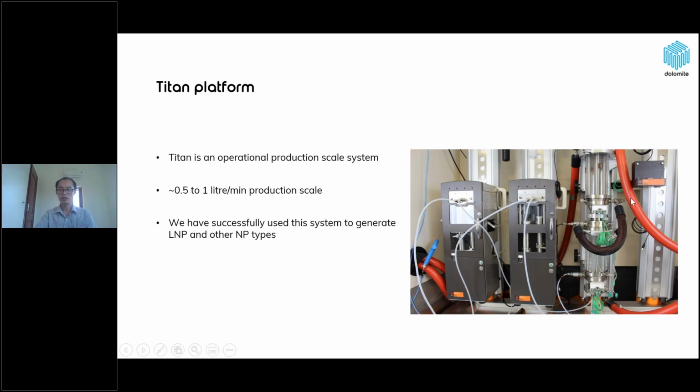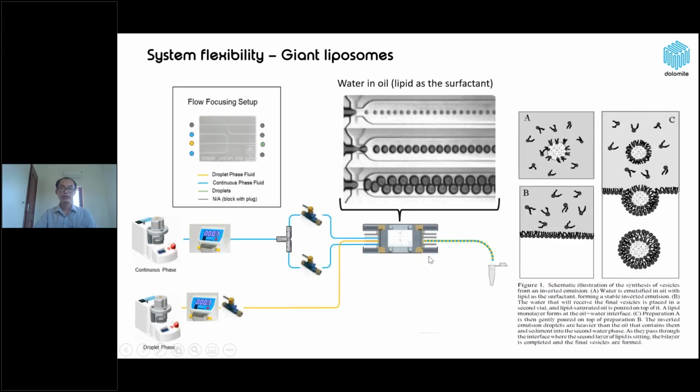Here is the integrated reactor that allows you to generate the nanoparticle formulation at a high total flow rate and high production rate. And regarding system flexibility, as I mentioned, the system is not only used for one application. It can be used for many applications, with flexible system setup and chip geometry.